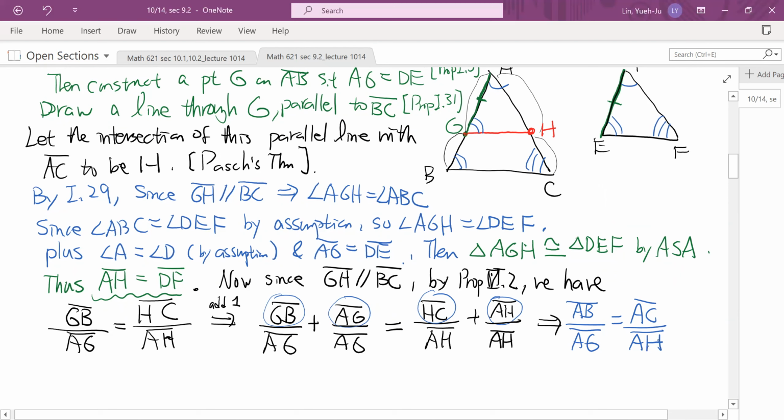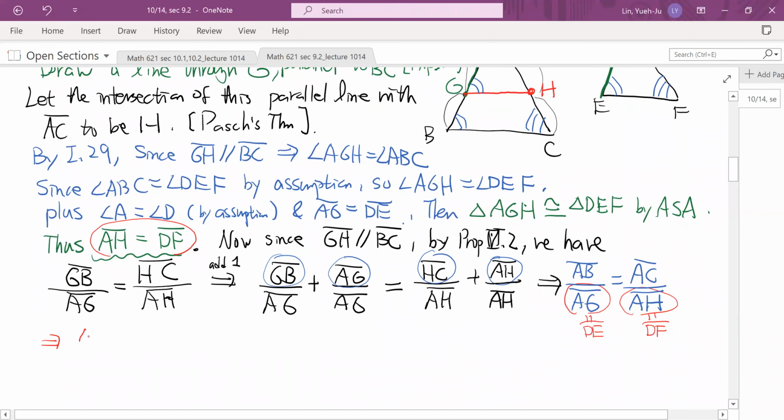So now let's see, but we also know that AG equals, let me circle it here. This AG is equal to DE, right? This is by construction. AH equals DF. This is by the earlier proof where we have two congruent triangles. So now I change it. So we have AB over DE equals AC over DF. And then this is part of the ratio, right, that we want.